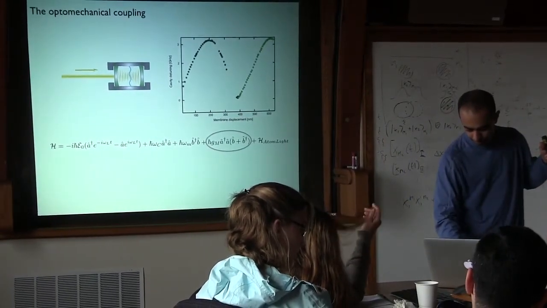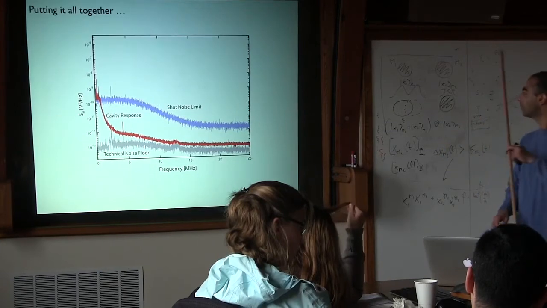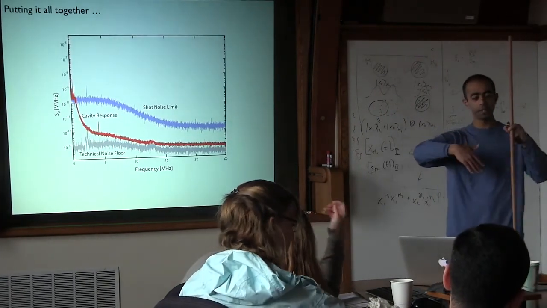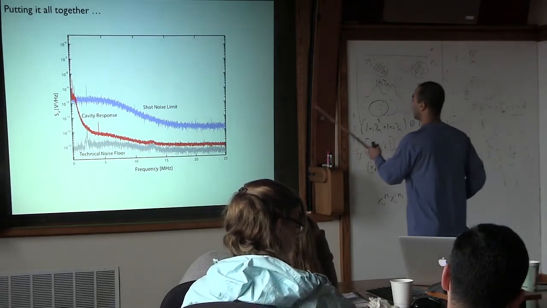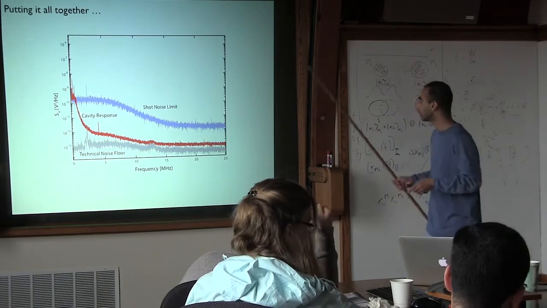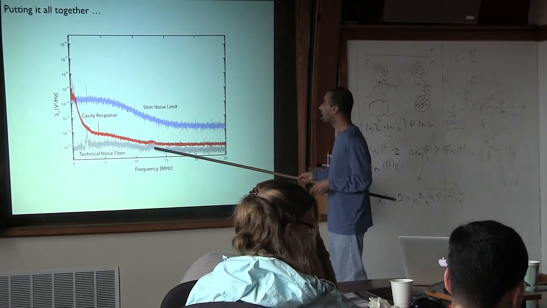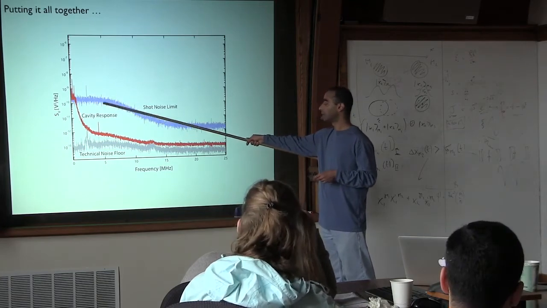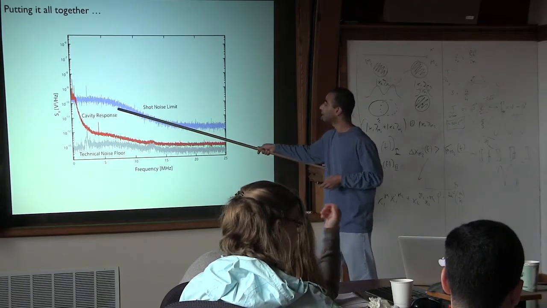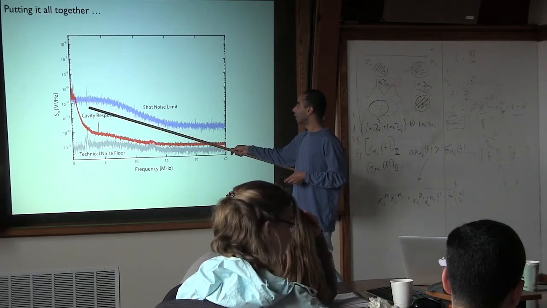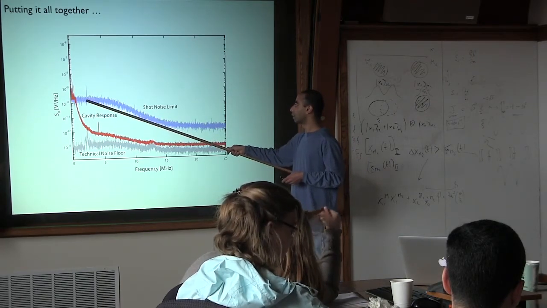Okay. And so you put it all together and we say now I can look at the transmission or reflected spectrum from the cavity and deduce mechanical motion. Of course, we have to characterize all the noise responses and so on. So that's a technical noise floor. This is the cavity response. As you can see, the cavity is a very, very good low-pass filter. That's the shot noise limit. And you see that at low frequencies, we essentially have shot noise limited operation.